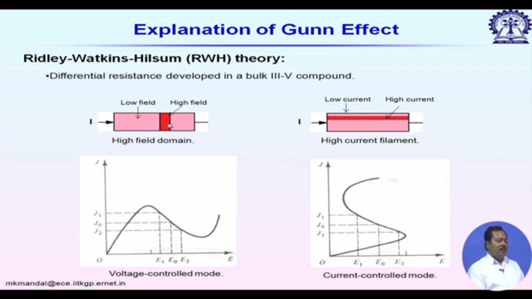And once it reaches the anode terminal, then suddenly we have high current. At the same time, we have another high electric field region generated at the cathode terminal. So, it keeps on generating, and that is how we have a microwave or millimeter wave signal, and the frequency depends on the specific specimen length. Similarly, we may also have a high current filament, where the controlling signal is current.